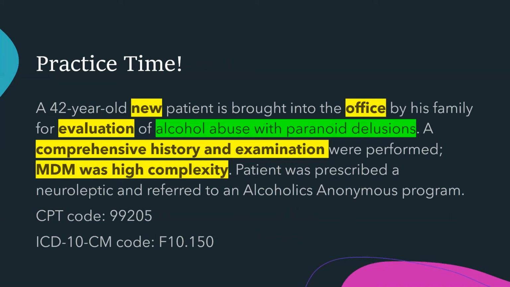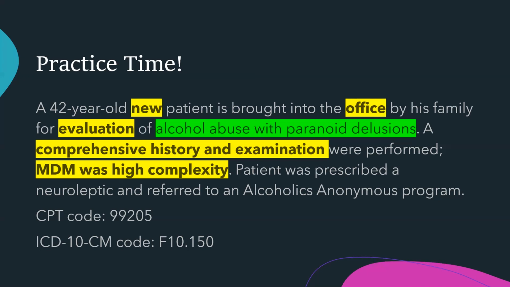Practice time. A 42-year-old patient is brought into the office by his family for evaluation of alcohol abuse with paranoid delusions. A comprehensive history and examination were performed. MDM was high complexity. Patient was prescribed a neuroleptic and referred to an Alcoholics Anonymous program. For this one, you'll see that this was a new patient. It was in the office setting. It was for an evaluation. The history and examination were comprehensive, meaning they were the highest level possible. And then the MDM was also of high complexity, which is the highest level possible.